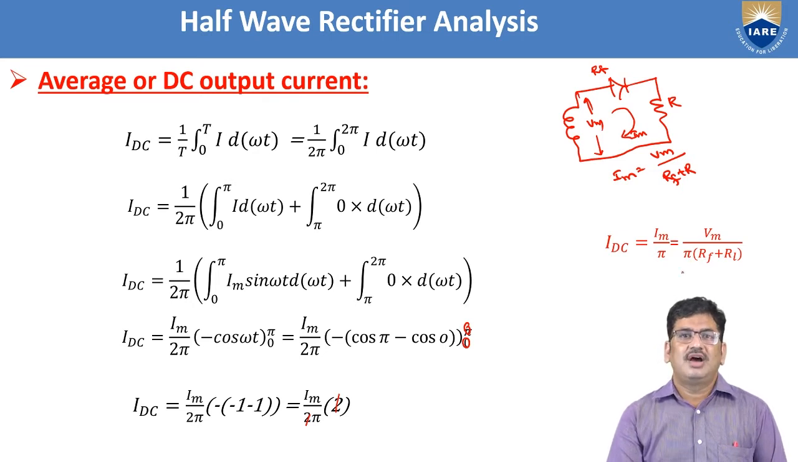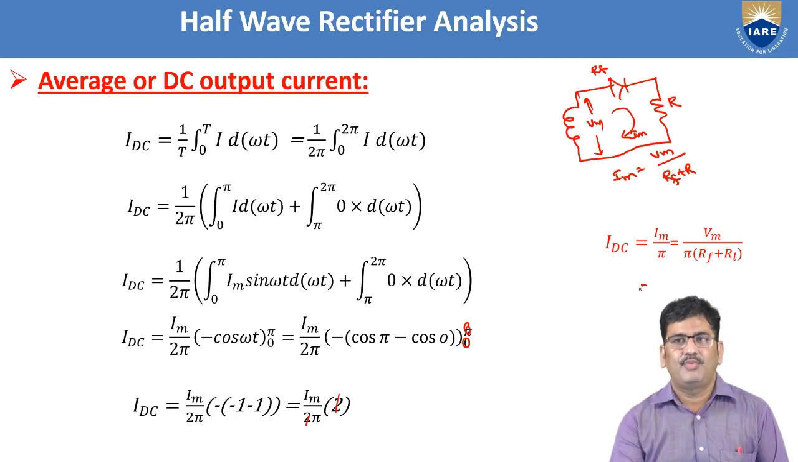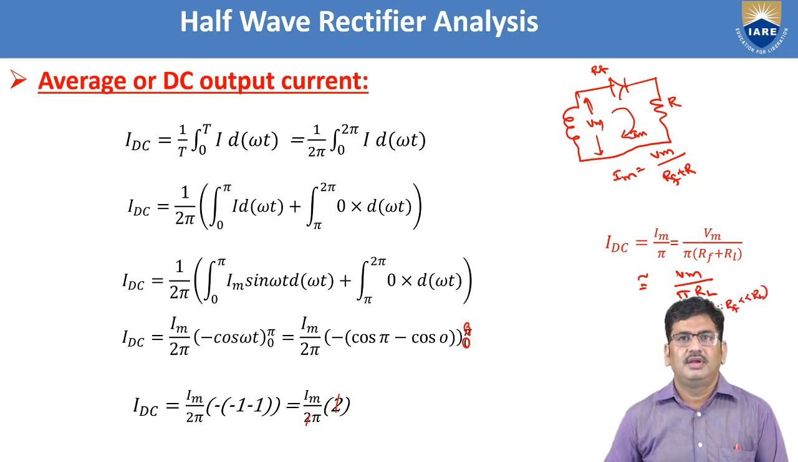The resistance of the diode, which is Rf, is always much less than the load resistance. So we can neglect Rf in Rf plus RL and reduce it to RL. So I can write this as approximately Vm by pi into RL, since Rf is much less than RL. This is the first parameter.